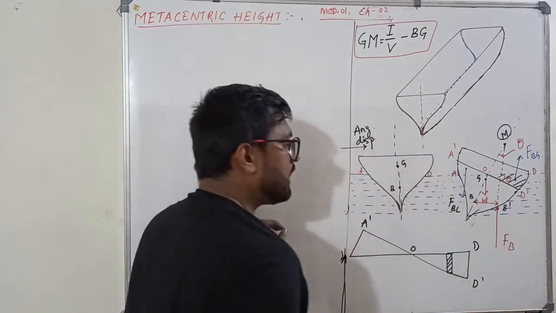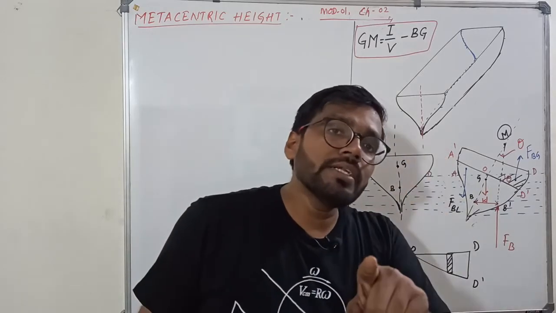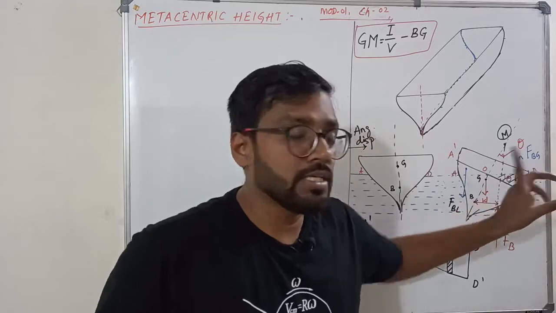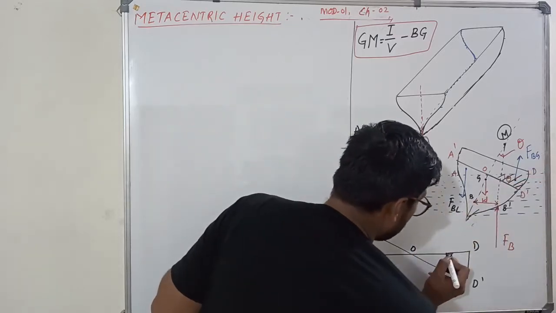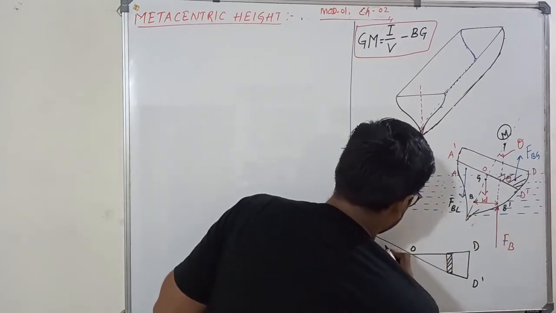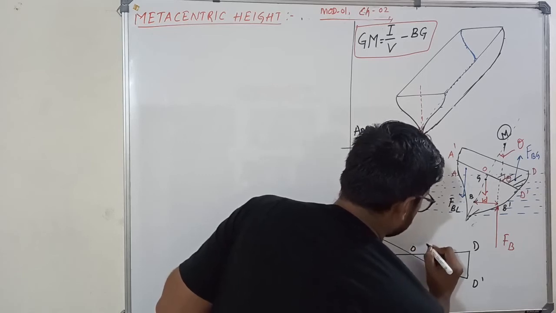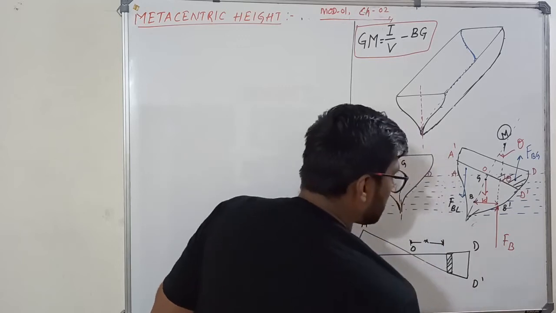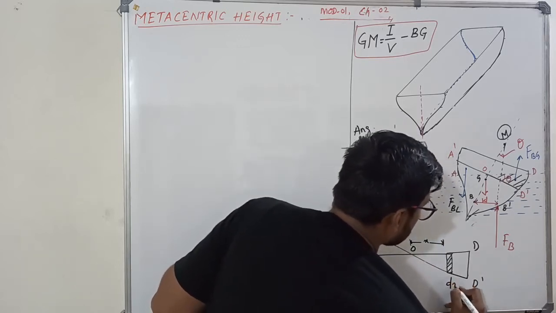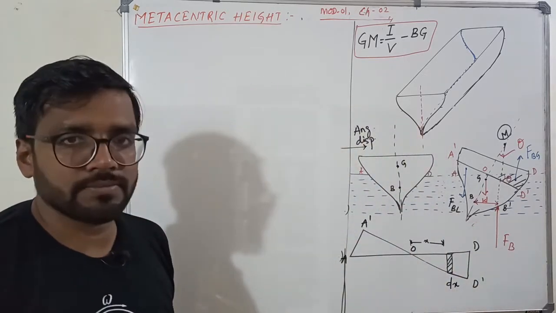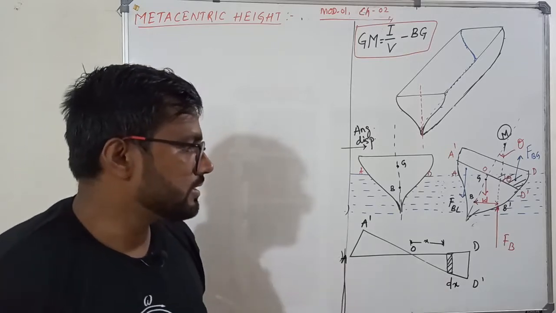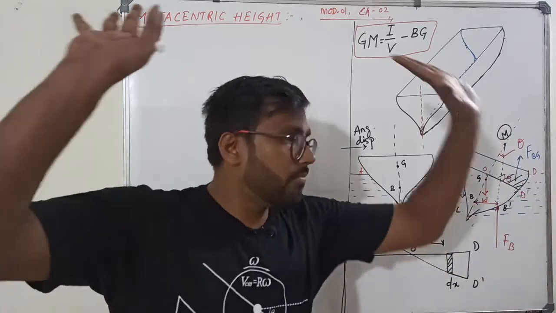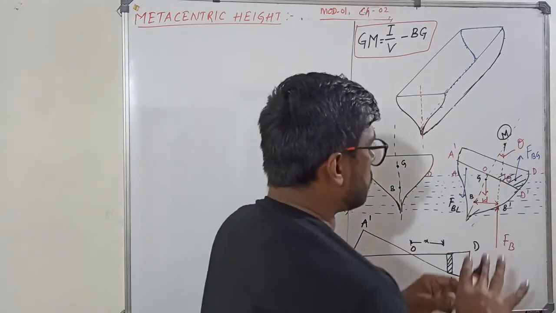Where are you taking the elementary strip? I am taking the elementary strip where the center of buoyancy was lying for this FBG. So that means I am taking this elementary strip at a distance x. What is the thickness of the elementary strip? Sir, the thickness of the elementary strip is dx. Superb. Very good.